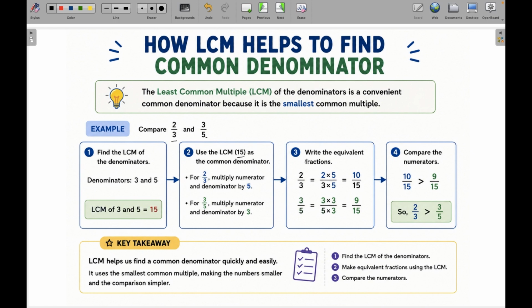The LCM of 3 and 5 we had already calculated. It was 15, and then we wrote equivalent fractions. For one it was 10 by 15, for the other it was 9 by 15. So since 10 by 15 is greater than 9 by 15, 2 by 3, which is the equivalent fraction for 10 by 15, is greater than 3 by 5. So what is the method that helps us to find the common denominator? It is the LCM.